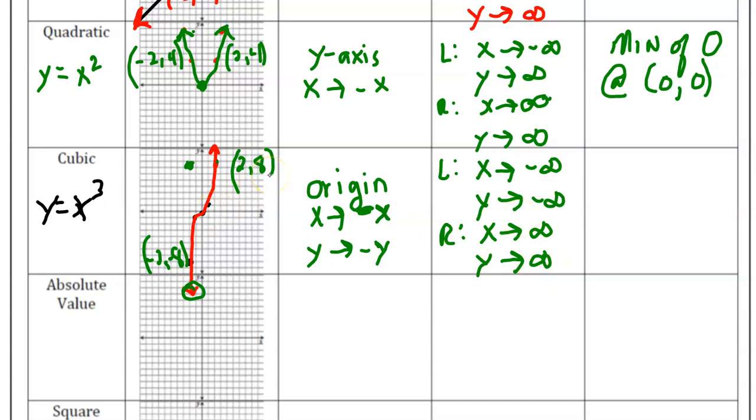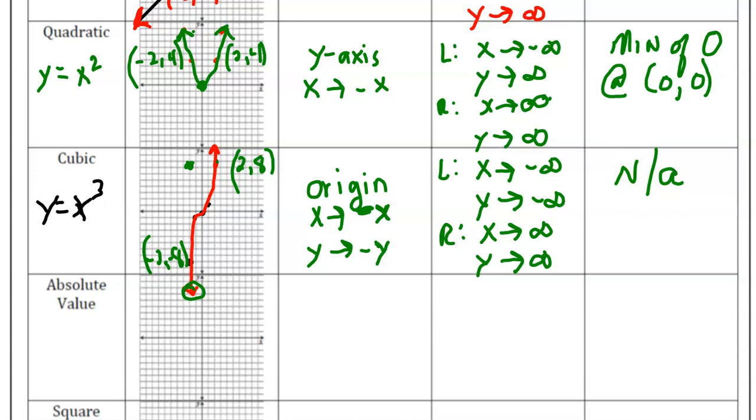This one here does not have a max. It looks like there would be one at 0, 0. But for it to be a min or a max, it's going to be going down and then it's going to go back up, or it's going to go up and then it's going to go back down. So that doesn't work. So this one here is NA.